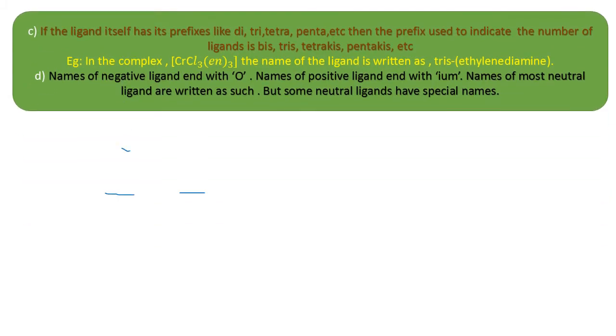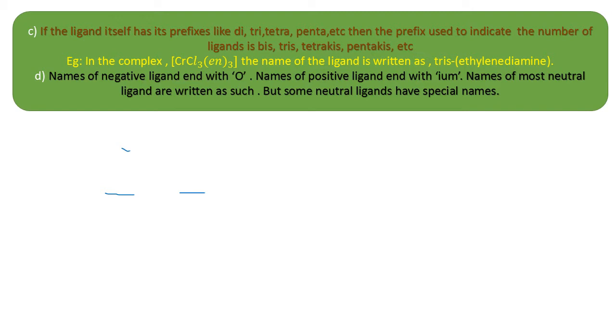Next one, if the ligand itself has prefixes like di, tri, tetra, penta, etc., then the prefixes used to indicate the number of ligands will be bis, tris, tetrakis, pentakis, etc. For example, in this complex, the name of the ligand is written as tris(ethylenediamine), because in this ligand, di is mentioned in the ligand itself. So we are using a prefix like tris here.